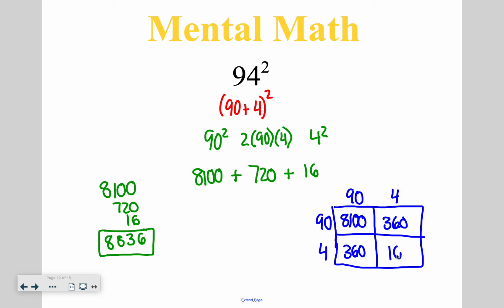Again, you can set it up with our addition then, 8,100, 360, 360, and 16. And when we add all those up, I get 0 plus 0 plus 0 is 6. 0 plus 6 plus 6 is 12, plus 1 is 13. So we write down the 3, carry the 1. 1 plus 1 is 2, plus 3 is 5, plus 3 is 8. And then 8 plus nothing is still just 8. So we get to that same method, whether we use the shortcut rule or whether we use the box.